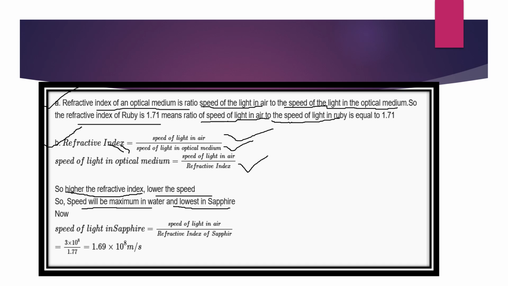Now I need to find the speed of light in sapphire. So it is the speed of light in air divided by the refractive index of sapphire. Now I'm using this formula. What is your speed of light in air? It's nothing but 3 into 10 power 8 divided by 1.77. It's a general thing; you just have to divide, with the decimal point also you can work it out. So you'll get 1.69 into 10 power 8 meter per second. Got it?